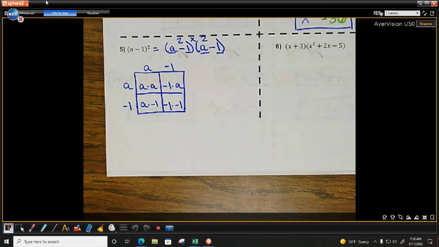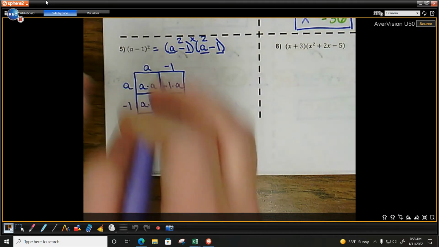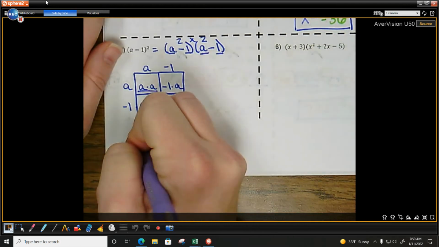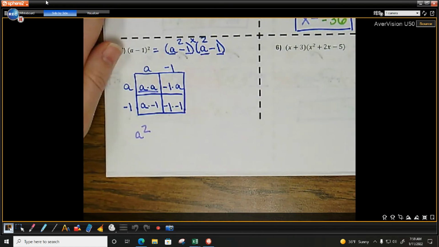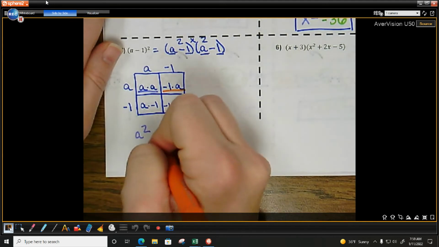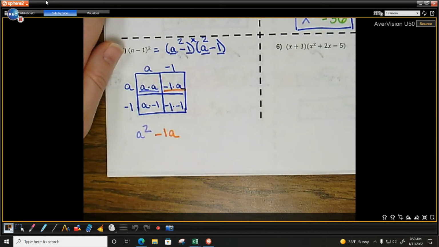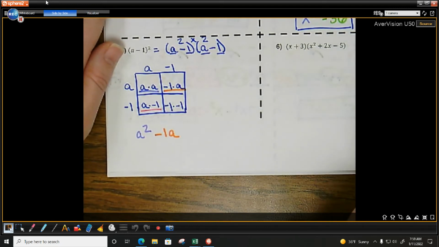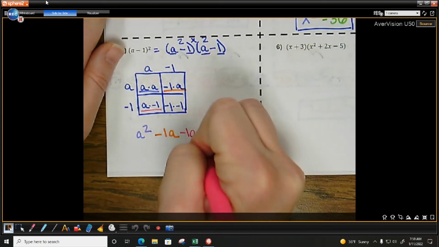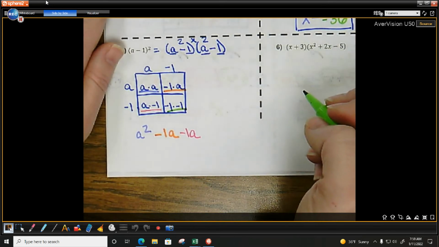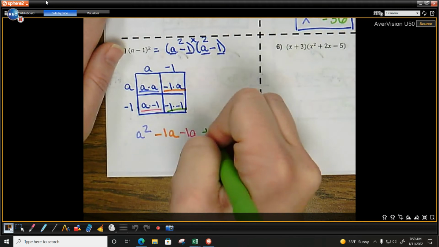Okay, now let's take our terms out. What's a times a? A squared. Great job. What is negative 1 times a? Negative 1a. What's a times negative 1? Negative 1a again. And then what's negative 1 times negative 1? Positive 1. Negative, negative is positive.